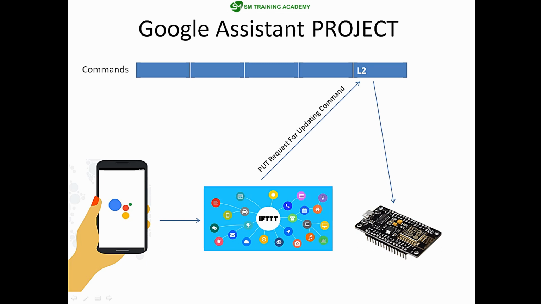And in the same case, if L2 is received, we will be programming this NodeMCU in such a manner that if L2 is received, we will turn off the LED. So this is the logic. This is the overview of the logic that we are going to build.